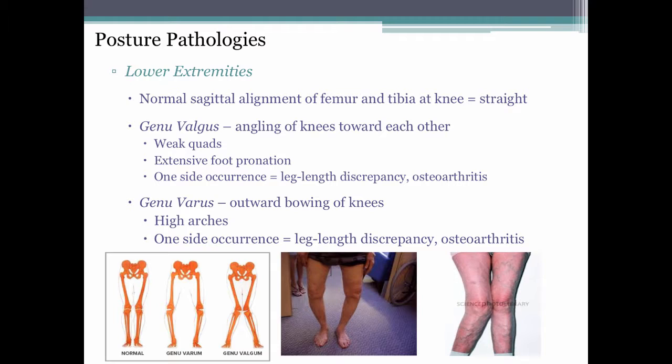And then genu varus is the bow-legged condition. They typically have higher arches. You can have one-side occurrence, again, usually osteoarthritis. So you see the picture on the right, how this lady's right knee is really osteoarthritic, causing that genu valgus. And then the picture in the middle, the guy obviously has some genu varus, as he's very bow-legged. My dad was real bow-legged and ended up having both of his knees replaced, and he grew about an inch taller whenever they lined his knees up properly.